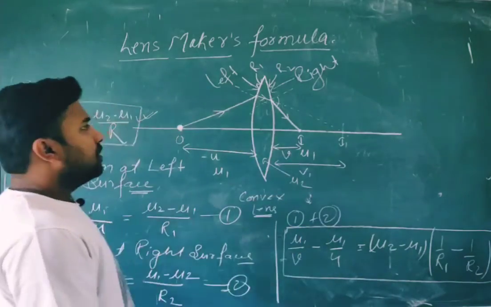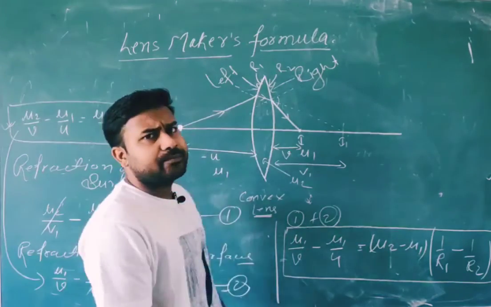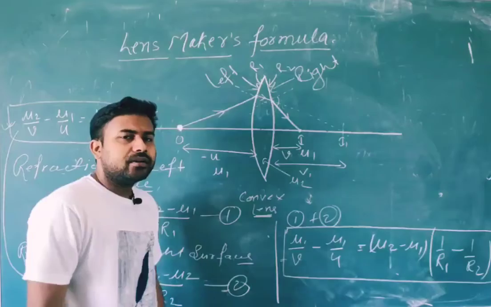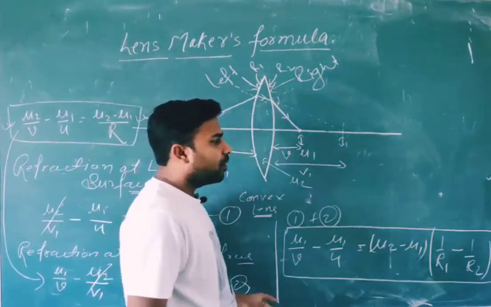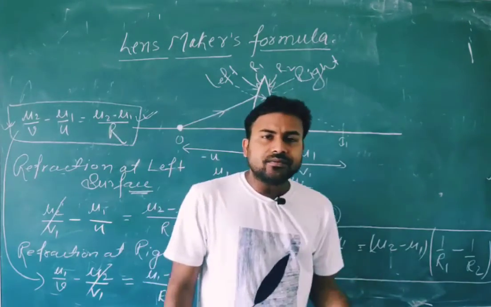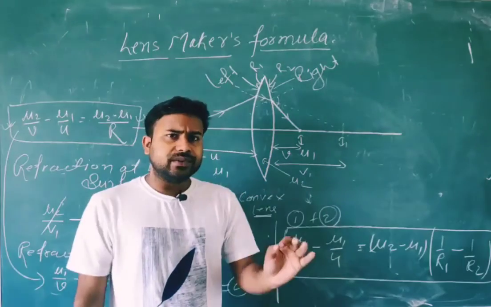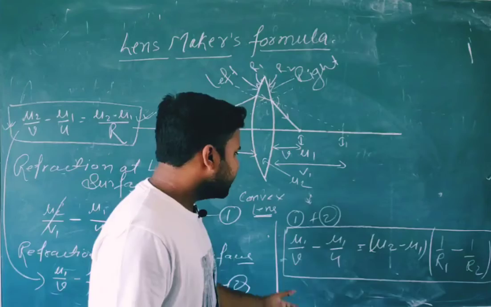Okay students, now why is this formula called the lens maker formula? Because we use this formula for manufacturing lenses. It's a relation between focal length, radius of curvature and refractive index of the material of the lens. Okay students, so now how will we calculate the focal length from here?